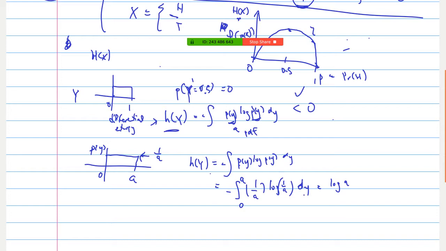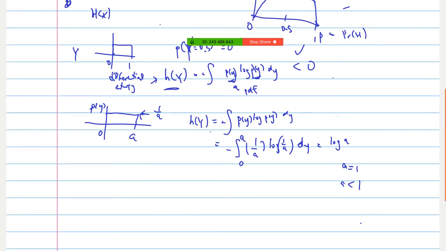Right, because this is dy, so from 0 to a is just a. The a cancels, and this is just log a. Now, as you can see, when a is equal to 1, then h(y) is equal to 0. But when a is less than 1, then h(y) is negative, as I mentioned earlier. The differential entropy can be negative.